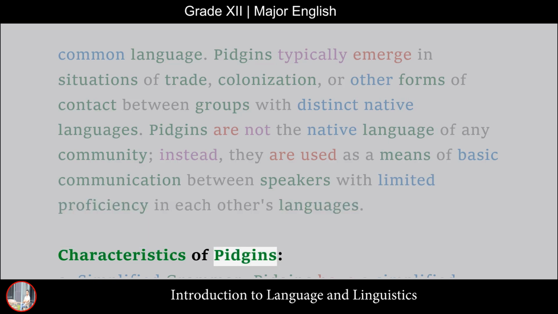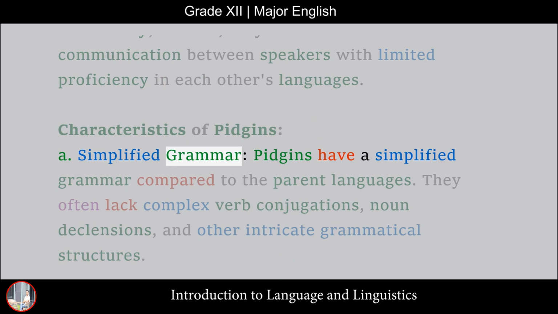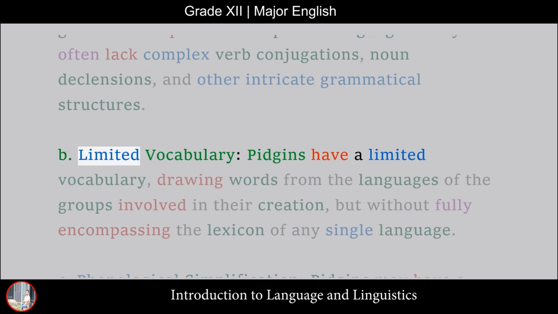Characteristics of pidgins. A. Simplified grammar. Pidgins have a simplified grammar compared to the parent languages. They often lack complex verb conjugations, noun declensions, and other intricate grammatical structures. B. Limited vocabulary. Pidgins have a limited vocabulary, drawing words from the languages of the groups involved in their creation, but without fully encompassing the lexicon of any single language.